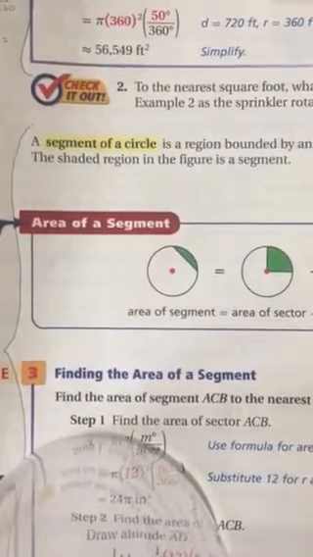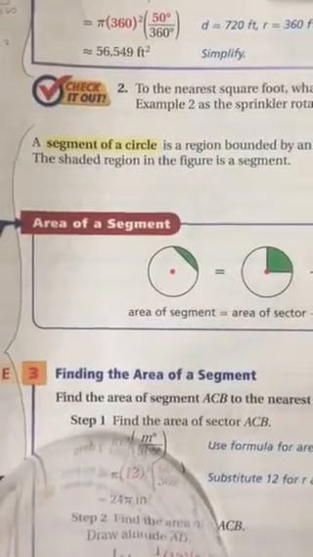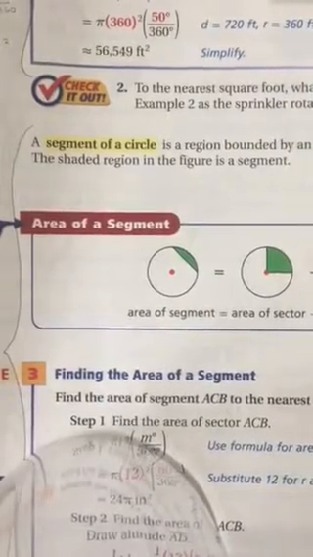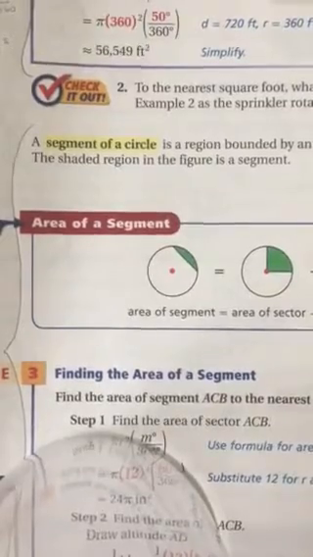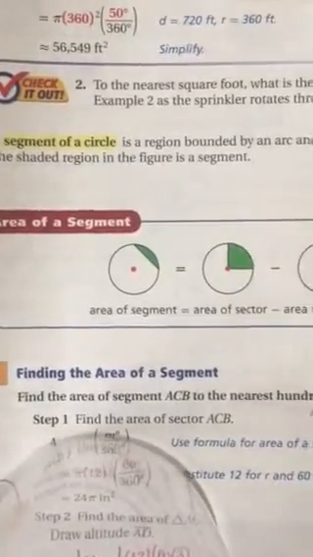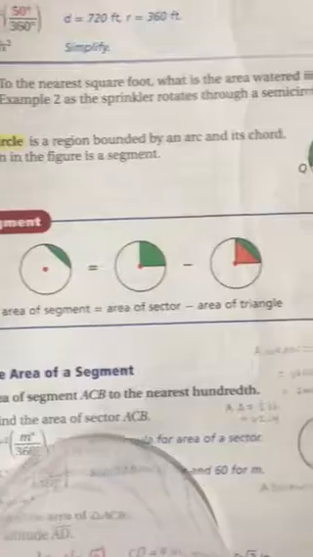This is video 2 for lesson 11-3, and we are in the middle of the page on page 765. This time we're going to be looking at the segment of a circle. A segment of a circle is a region bounded by an arc and its chord. So let's look at the picture.